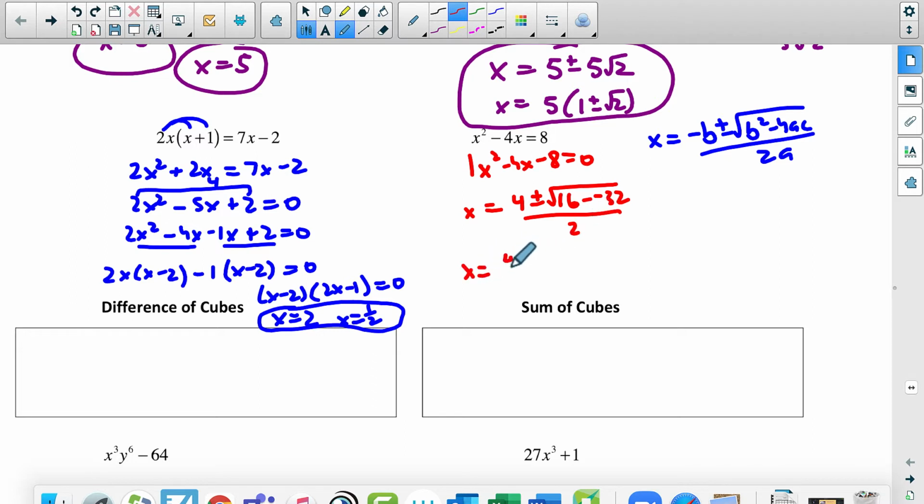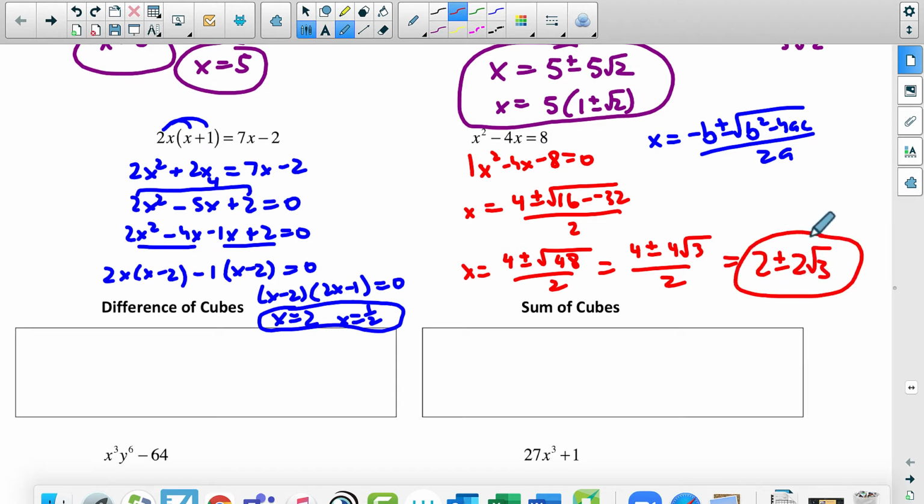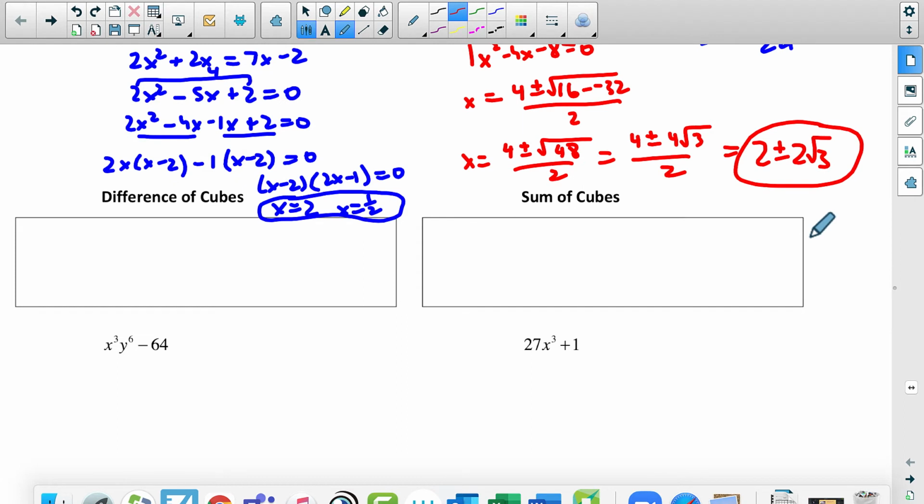X equals 4 plus or minus 16 take away negative 32 is the same as 16 plus 32, so you get 48 all over 2. Now we've got to simplify that radical. So let's see, 48 is the same as 16 times 3, and I can take the square root of 16. It's 4. So the 4 comes out, and the 3 stays in. Divide it by 2. As long as you can divide both of these terms by 2, you can do it. So 4 divided by 2 is 2, plus or minus 4 divided by 2 is 2. And that's your answer.